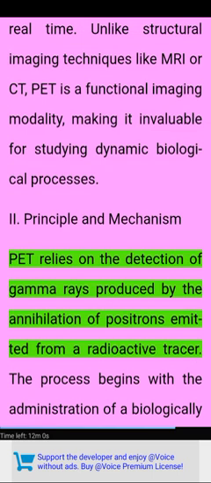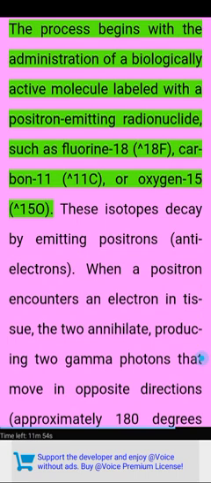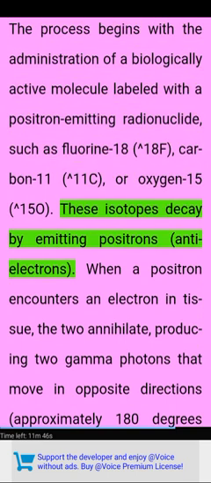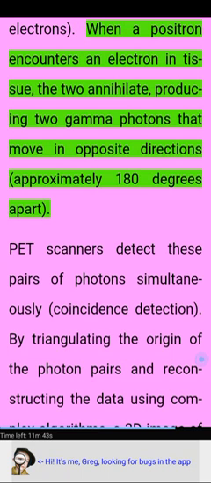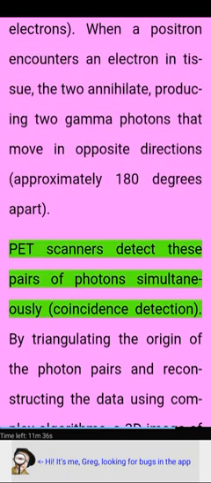2. Principle and mechanism. PET relies on the detection of gamma rays produced by the annihilation of positrons emitted from a radioactive tracer. The process begins with the administration of a biologically active molecule labeled with a positron-emitting radionuclide, such as fluorine-18 (18F), carbon-11 (11C), or oxygen-15 (15O). These isotopes decay by emitting positrons, anti-electrons. When a positron encounters an electron in tissue, the two annihilate, producing two gamma photons that move in opposite directions, approximately 180 degrees apart. PET scanners detect these pairs of photons simultaneously, coincidence detection.